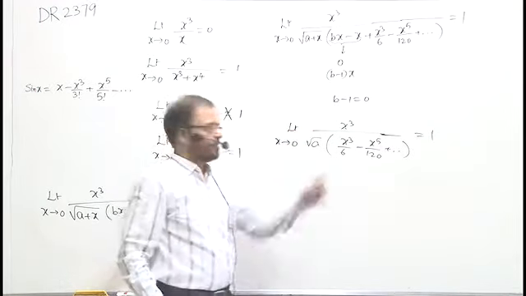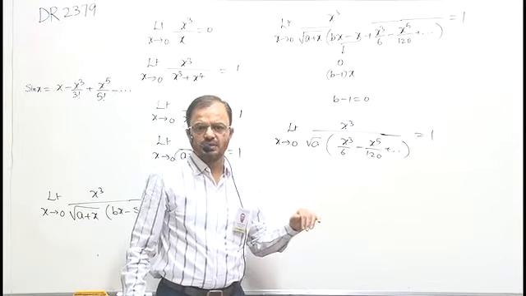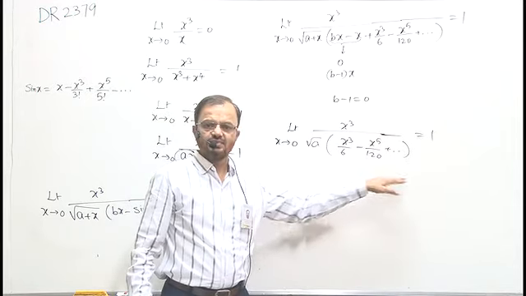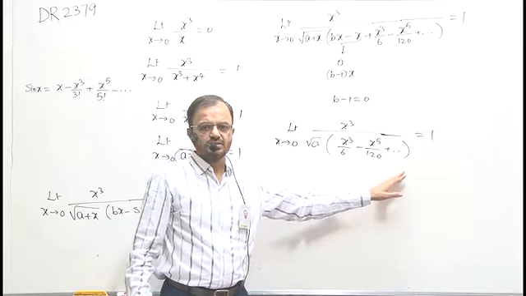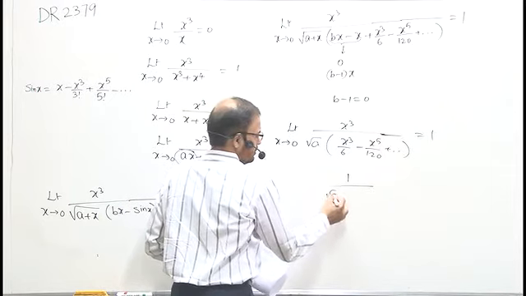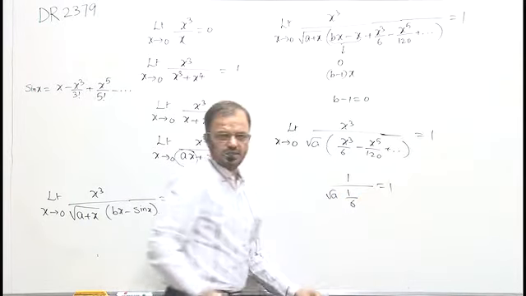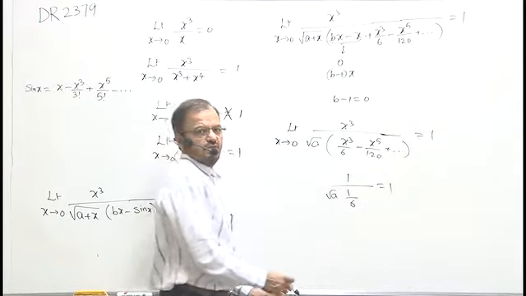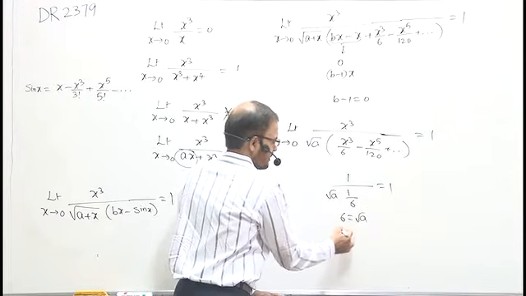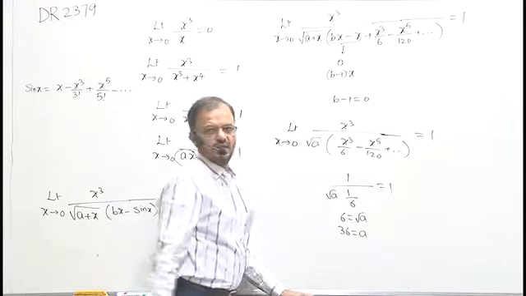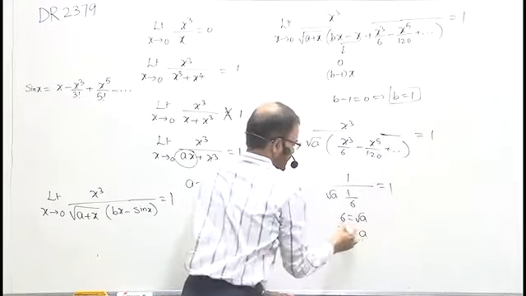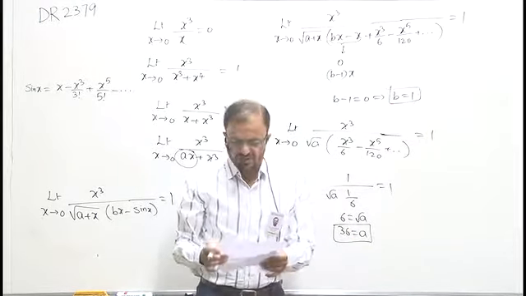Now from this x cube and from here x cube, if I take common and cancel out, and now put x equal to 0 in the remaining terms, the x power 5 term will become x square, and the x square terms will vanish. I obtain a term like this in the denominator. Now I can evaluate this. If I cross multiply, I will get 6 equal to root a, so 36 is equal to a. Hence the answer is b equal to 1 and a equal to 36, which is in the A option.